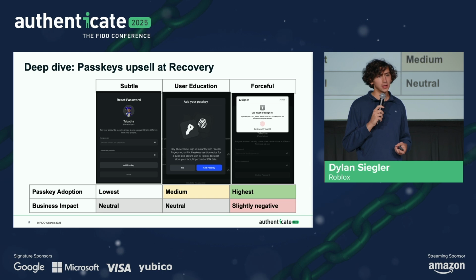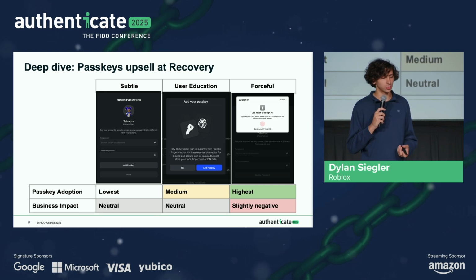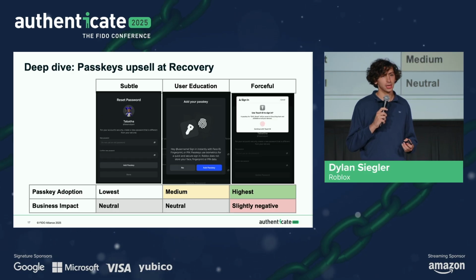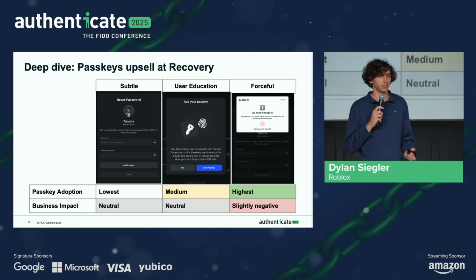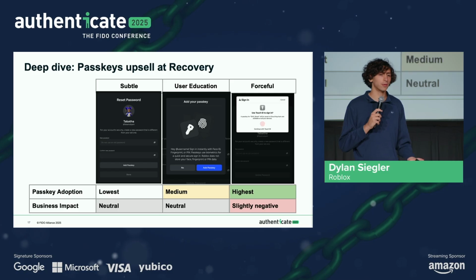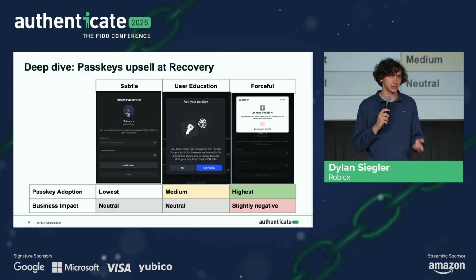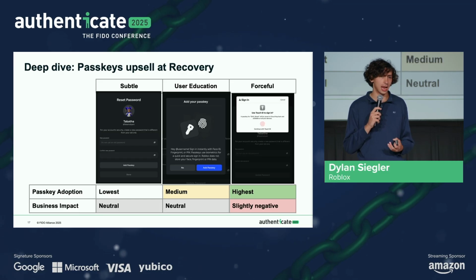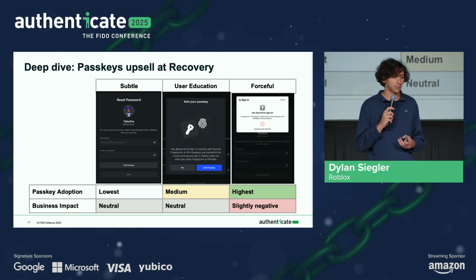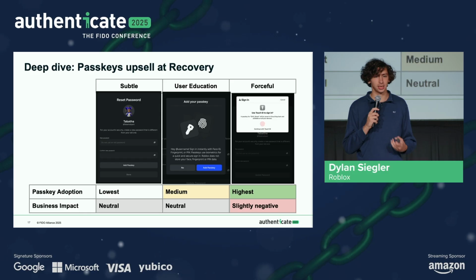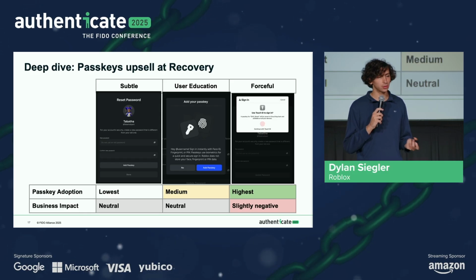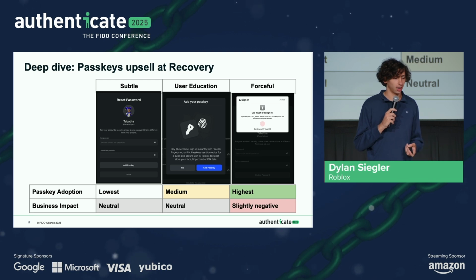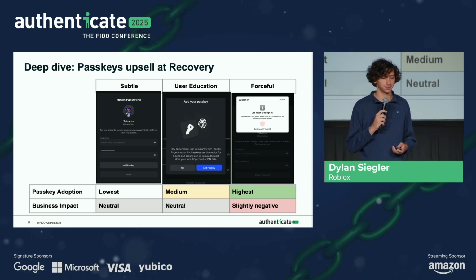What we found here is that the forceful variant did result in the highest passkey adoption. However, it was jarring for the users, and so some of them churned off, failed to complete account recovery, and then we've lost them entirely. And the positive business impact there is negated by this churn, and we actually saw net negative impact here. However, the subtle and user education variants didn't end up having this issue. And between the two, we found that the user education one actually resulted in the most passkey adds, and that's the one that we're going to ship.